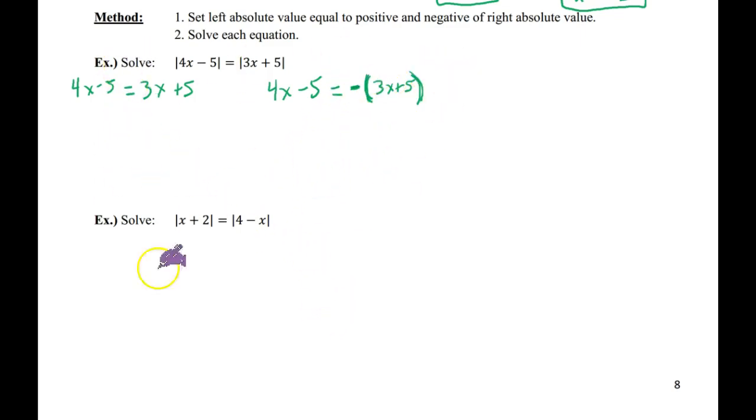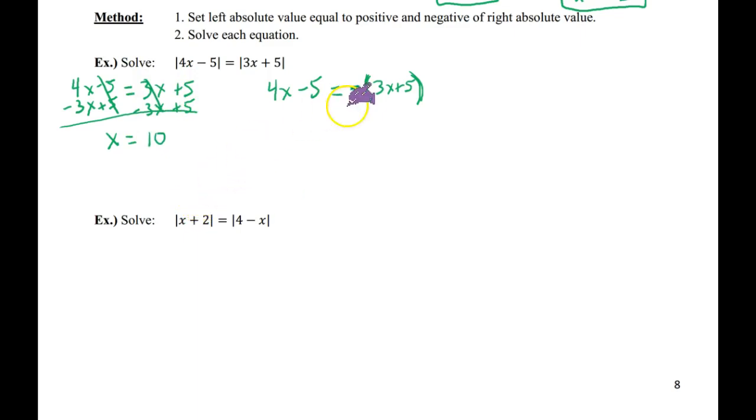So now I have my two equations that I can solve. I start by subtracting 3x from both sides to get all my x's on the left, and then I can move my constant to the right by adding 5 to both sides. 4x minus 3x would be 1x, or just x. 3x minus 3x is 0, and 5 plus 5 is 10.